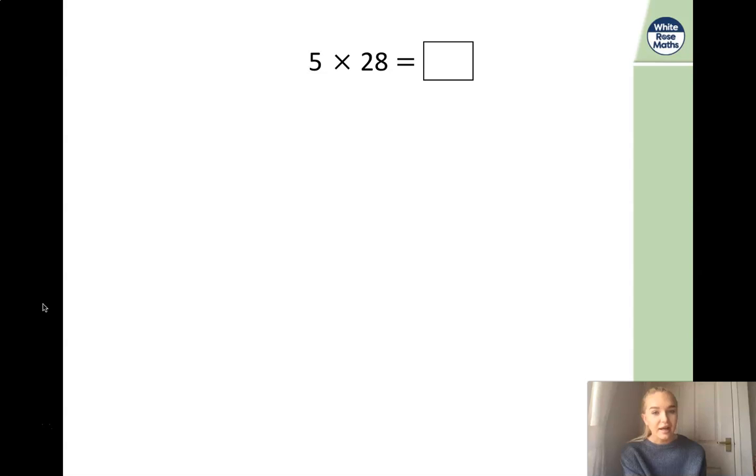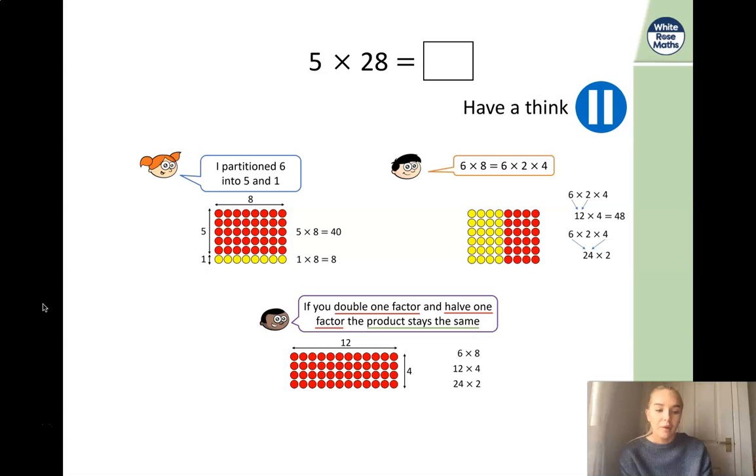On the slide here I have got a multiplication that says 5 multiplied by 28. What I would like you to do is, in a moment, pause the video and decide which strategy you think is going to be most efficient for working out this multiplication. Do you think you're going to partition your biggest number? Do you think you're going to look at the factor pairs of a number? Or do you think you're going to use a strategy of doubling one factor and halving the other? Can you pause the video please, think about which strategy you're going to use and find out the answer please. Off you go.